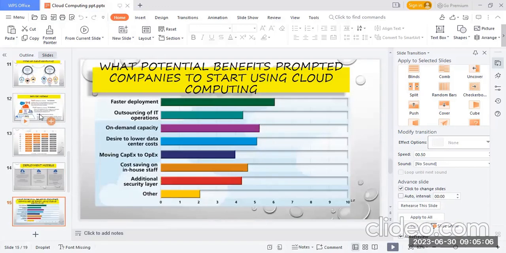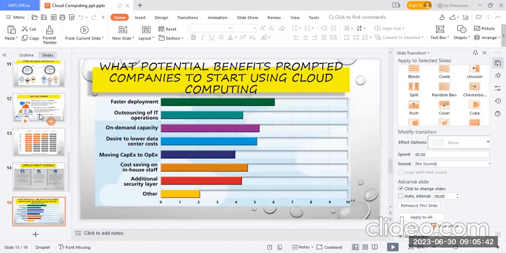So what are the potential benefits that prompted companies to start using cloud computing? By using cloud computing, code deployment becomes faster compared to previous methods. Outsourcing of IT operations is possible. Whichever different applications and problems are there related to IT operations, it is now possible to outsource or provide the solution as per the user's requirement by using cloud computing. As on-demand capacity is there, how much we use, that much we provide to the customer and that much we pay to the cloud provider.